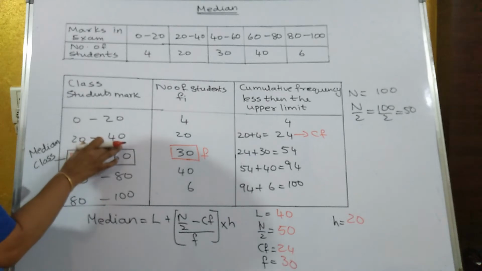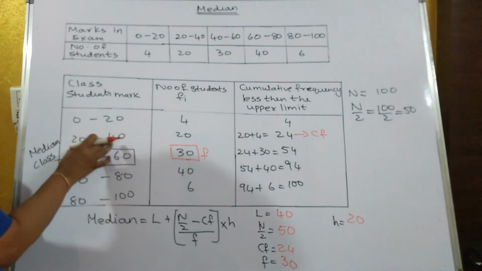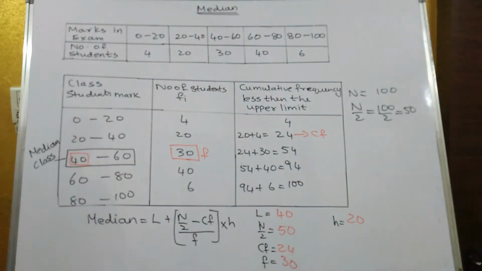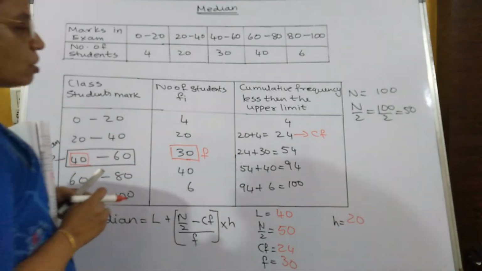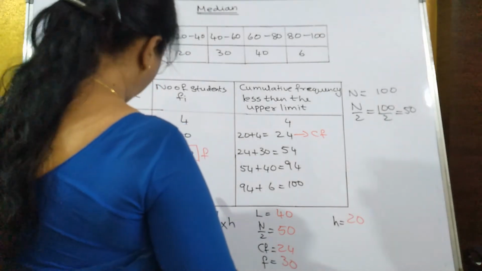And h is equal to how much? Width. What is width? The difference between the class intervals is known as width. So that is 40 minus 20 is equal to h. So h is equal to 20.